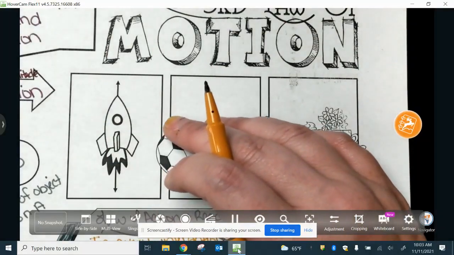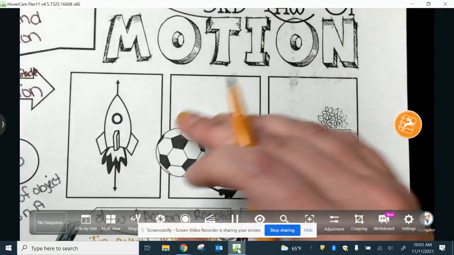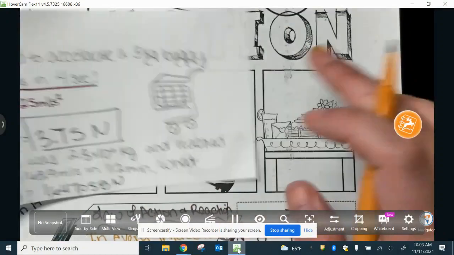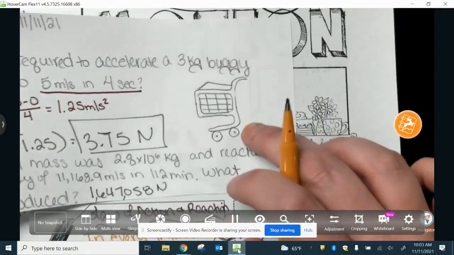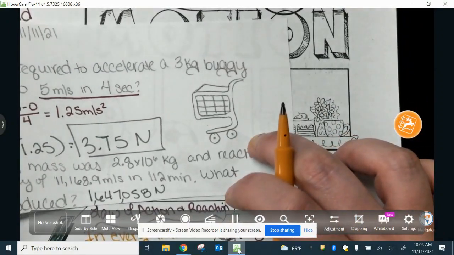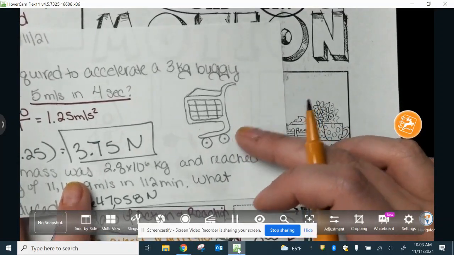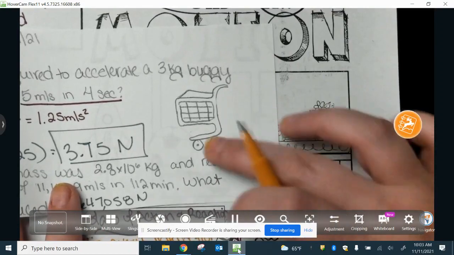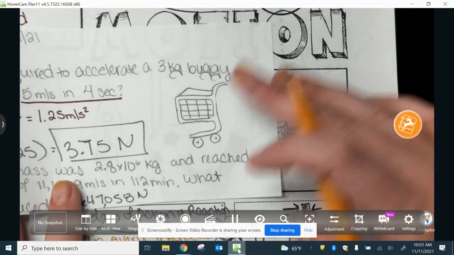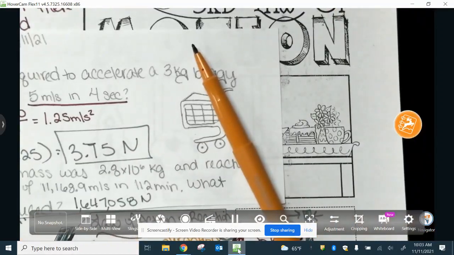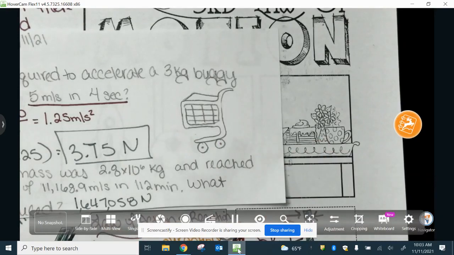Actually, the buggy took me forever. Buggy? That's a shopping cart. I've never heard it called a buggy. I was thinking like a punch buggy. Some people call them buggies. It's a shopping cart, whatever you want to call it. I was thinking about the cars. I thought you were talking about the rocket. Hold on, let's just get it out of the way here.